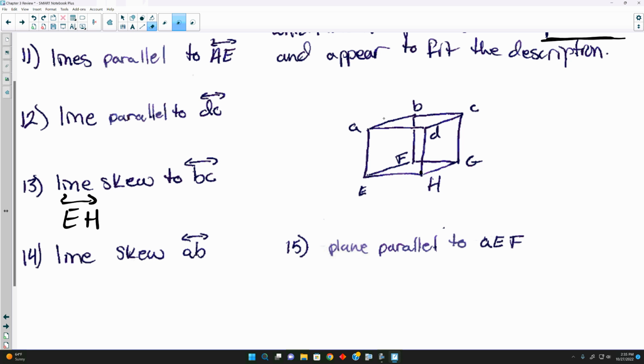Because for AB, going this way here, we could really say EH again. Because here, do these two lines intersect? Are they contained in the same plane? So they are skew.